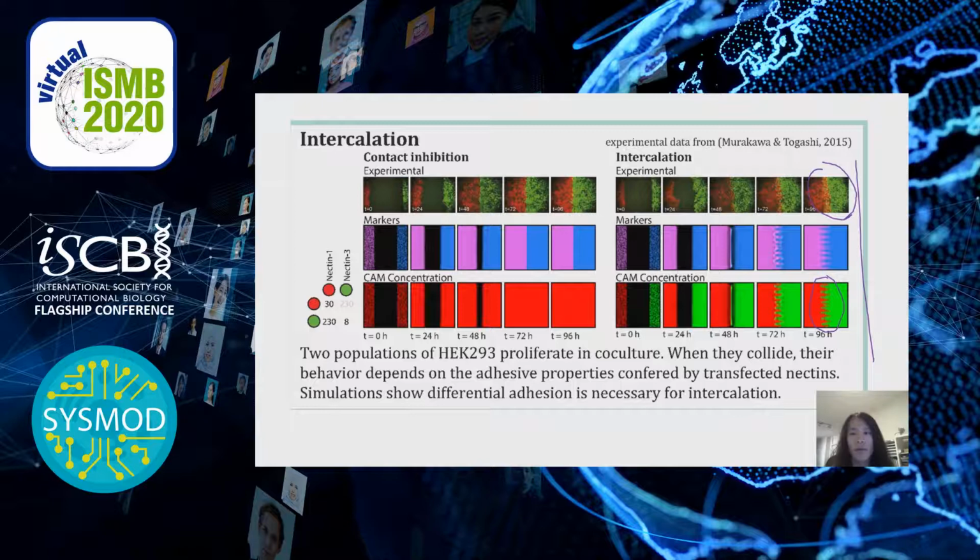This is due to their adhesive properties and not simply to proliferation of cells, because we can see that when all cells, left and right, express the same nectin-1, and thus have the same adhesive properties, as they proliferate, they get contact inhibition. This is the same as in the experimental case, and these constants follow from empirical data.